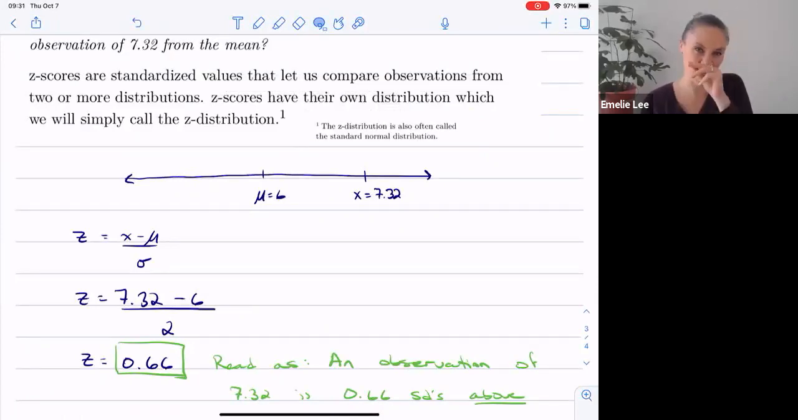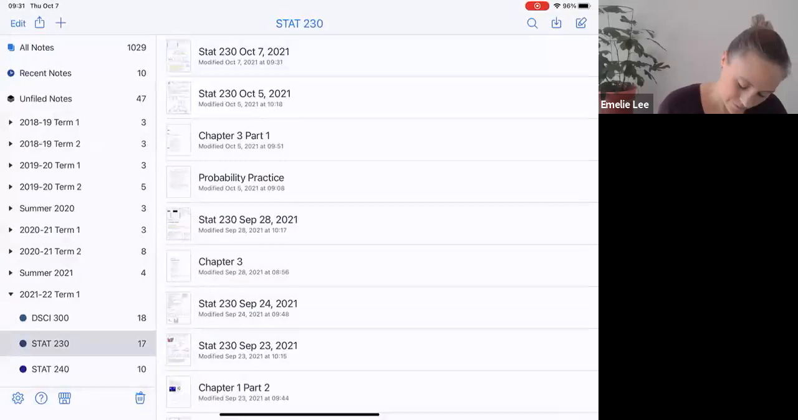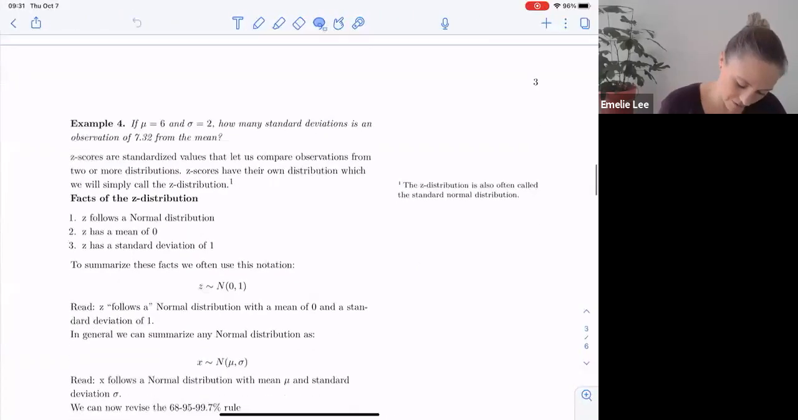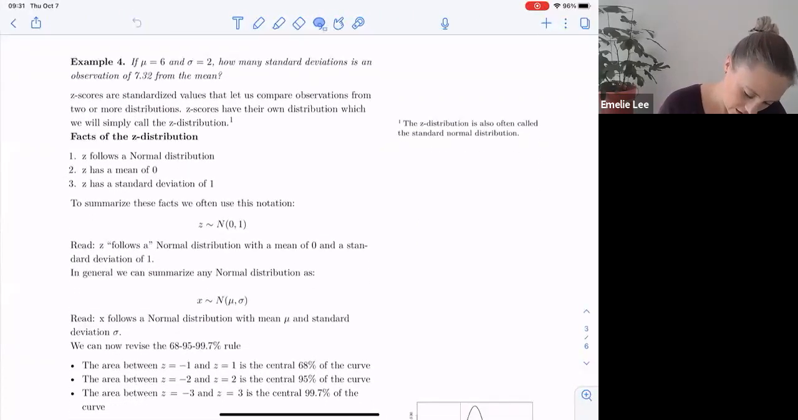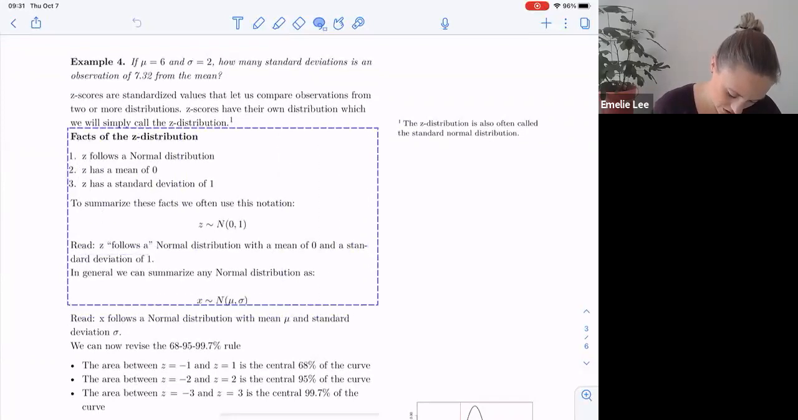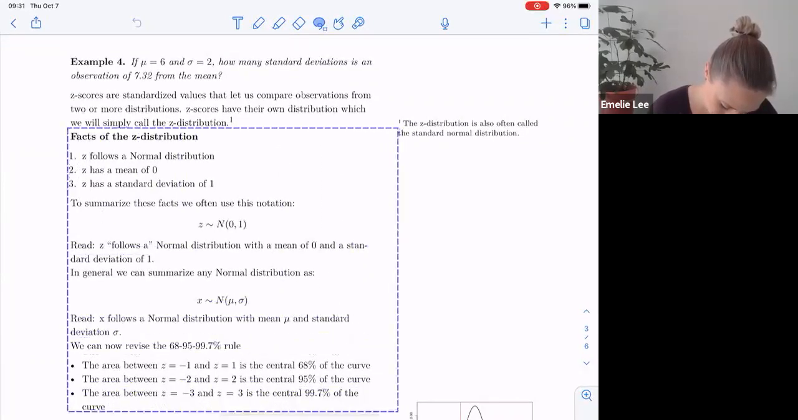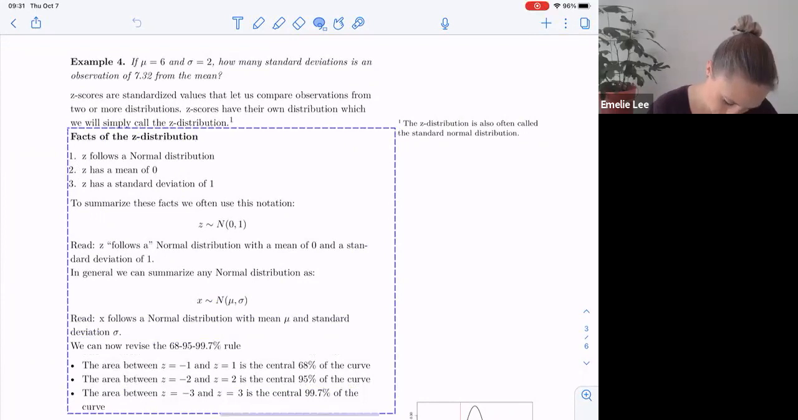Okay. So sometimes we'll call it the standard normal distribution. Sometimes I'll call it just the Z distribution because I think that's more to the point. Okay, good. So just a couple of facts about the Z distribution. And how about the whole kit and caboodle here?